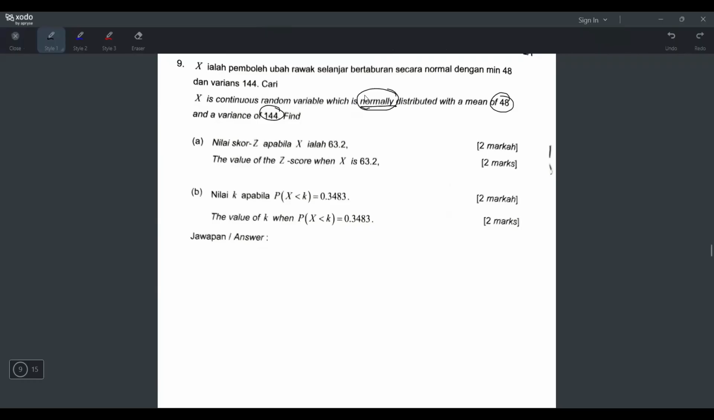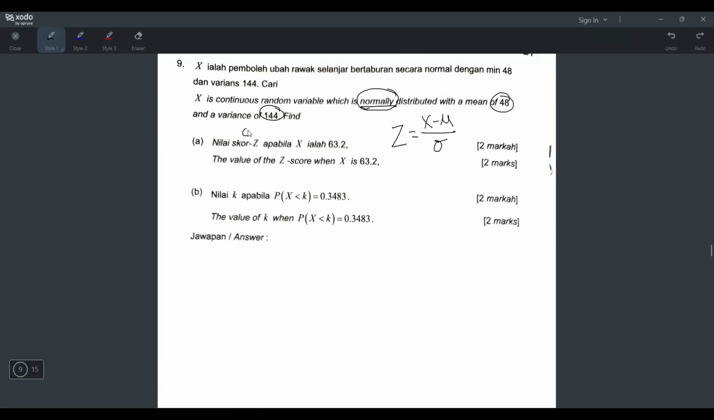So they give us the mean and they give us the variance. But in normal distribution, we don't care about the variance. We don't need the variance actually, because in normal distribution, it's all about Z value. And how we convert to Z is take the X minus mean divide standard deviation. We don't use the variance in normal distribution. Only in normal distribution, the variance is not helpful.